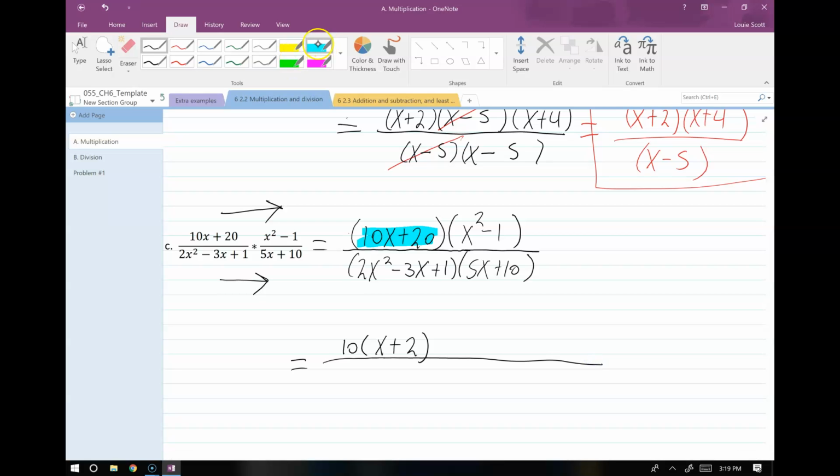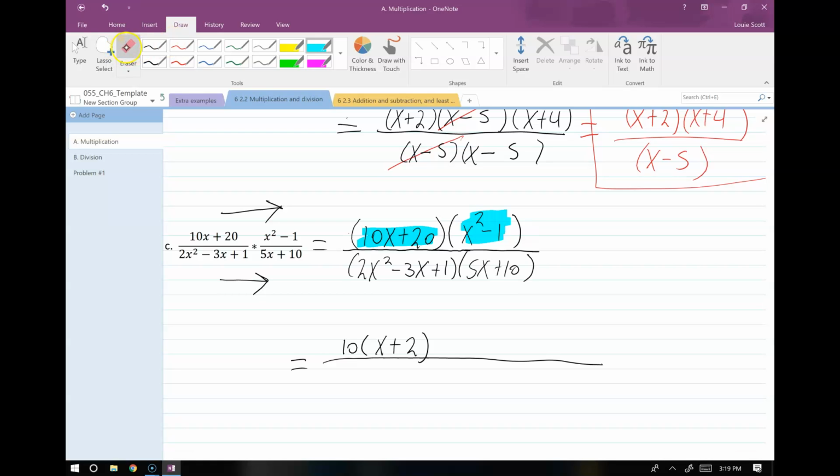Now I'm going to factor this one here, x squared minus 1. You guys remember what that factors into? This is one of those super common ones. It's okay if you don't remember yet. X minus 1 squared? Not quite, but you're on the right track though.